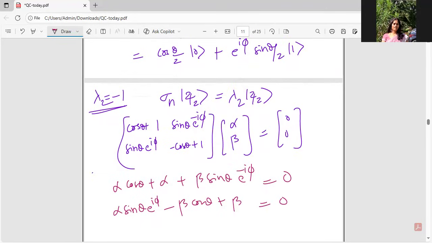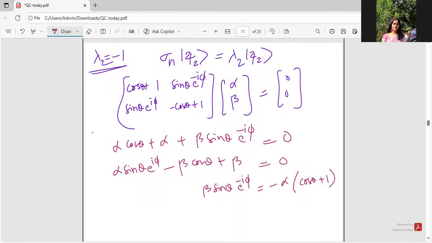Now what happens is, same thing, beta sine theta e power minus I phi is equal to minus alpha cos theta plus 1. So again, for this equality to hold, I equate. Okay, look at the second one. I think the second one looks a bit better. Alpha sine theta e power I phi is equal to beta into cos theta plus 1.